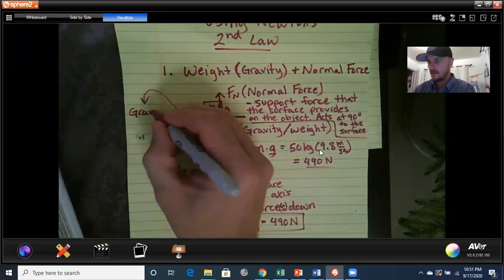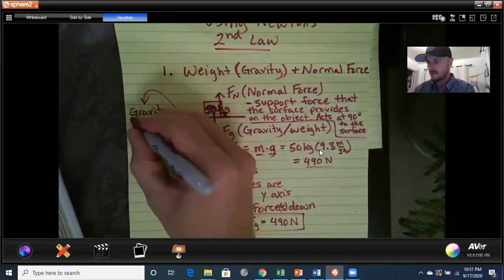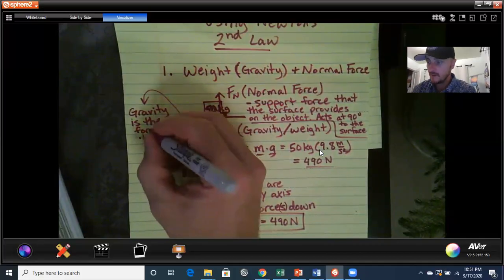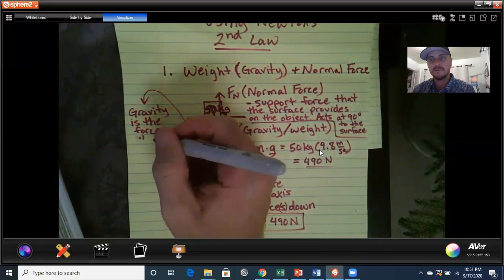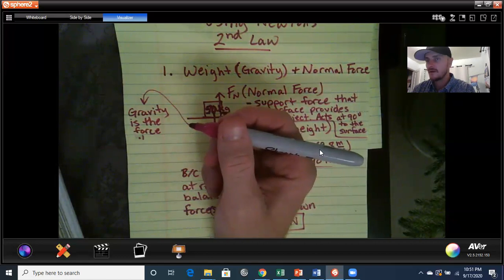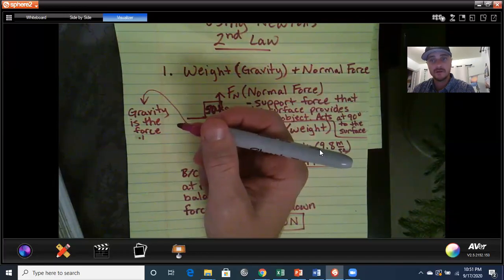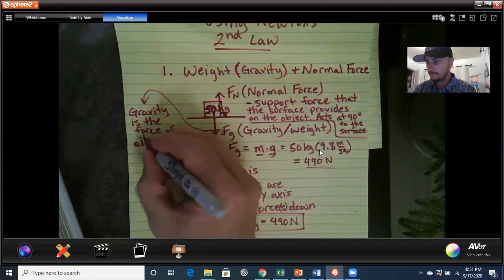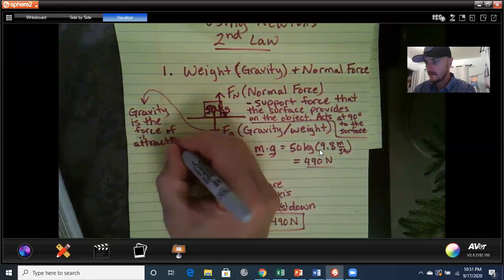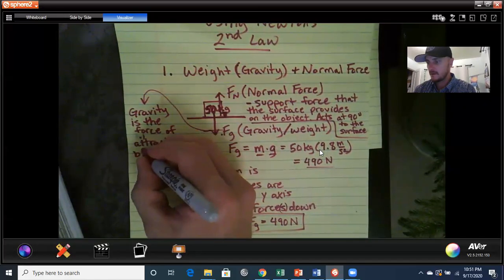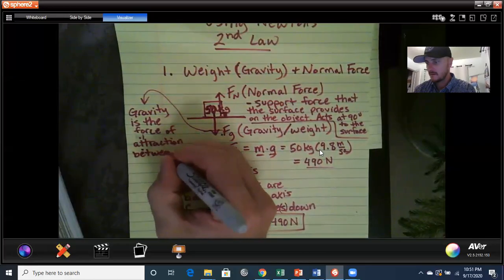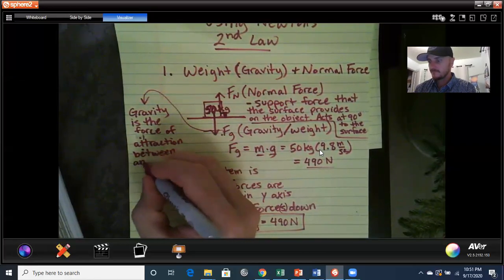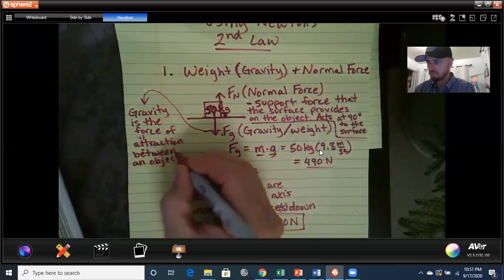Gravity is the force of attraction, and by the way, it's always attractive. Gravity is never repulsive. Magnets are repulsive. Charges can repel each other, but gravity never repels, it only attracts. Gravity is the force of attraction between an object and the earth, right?